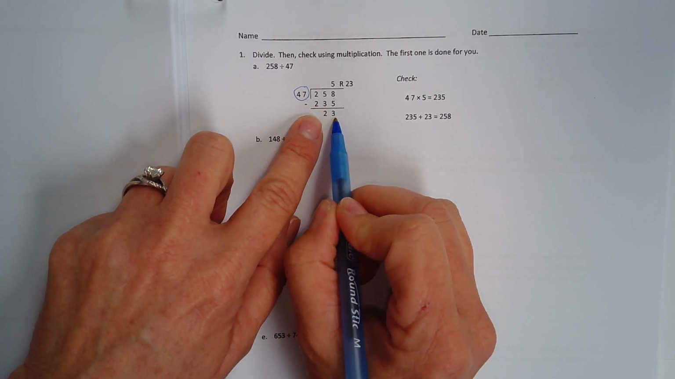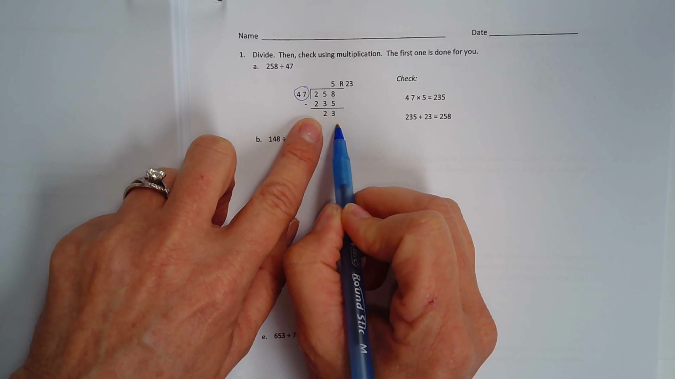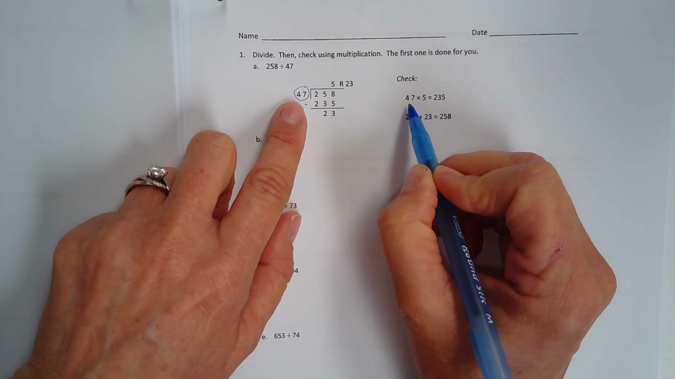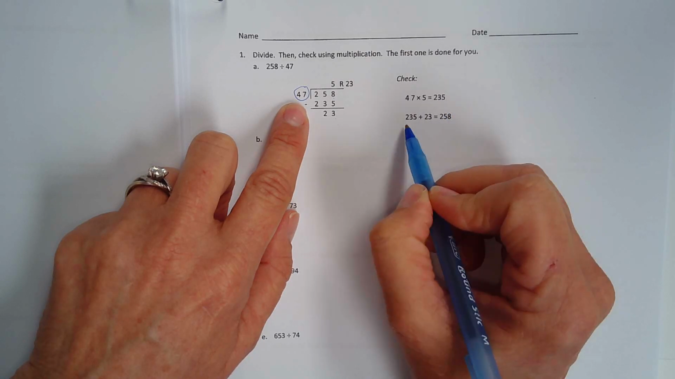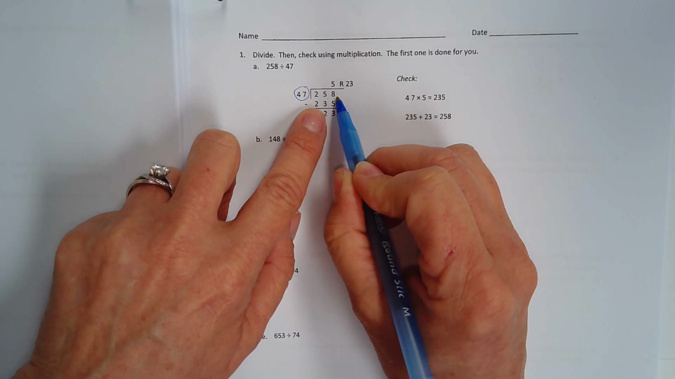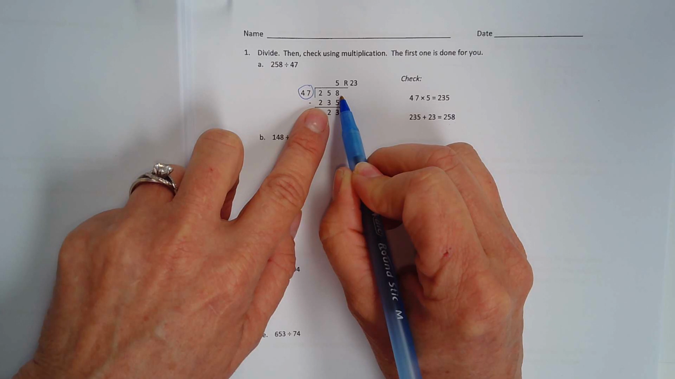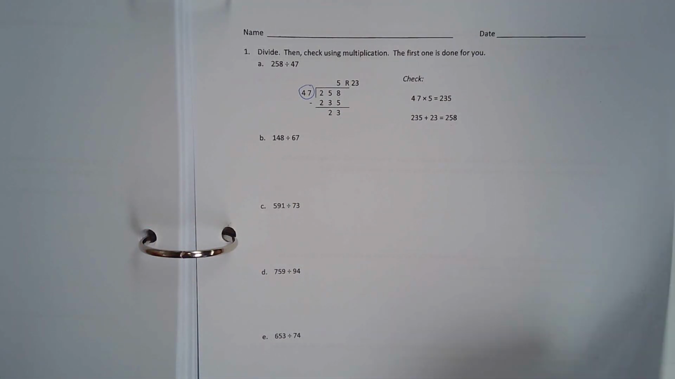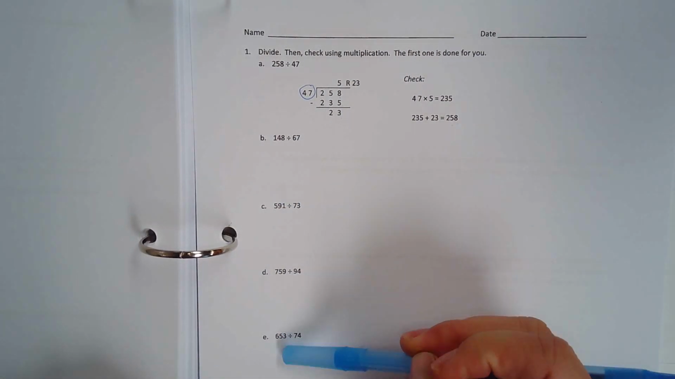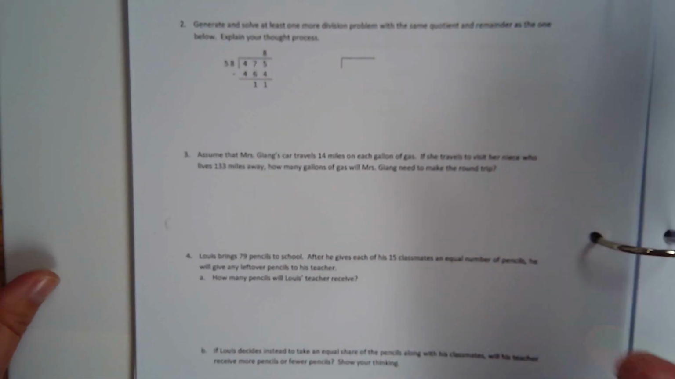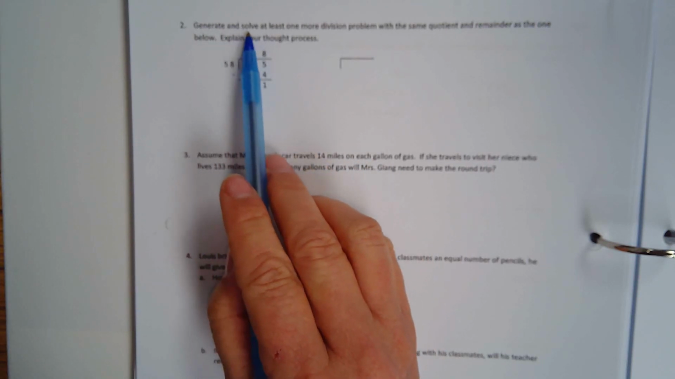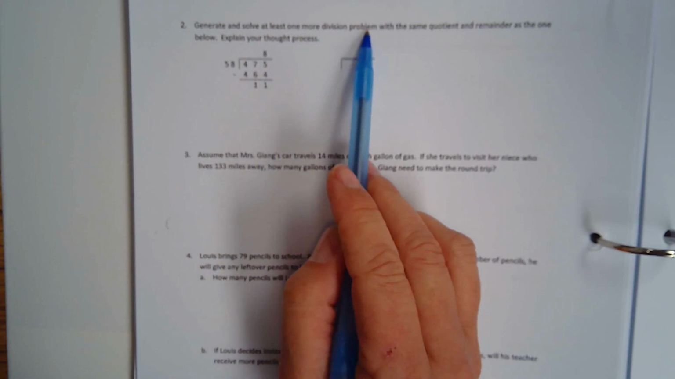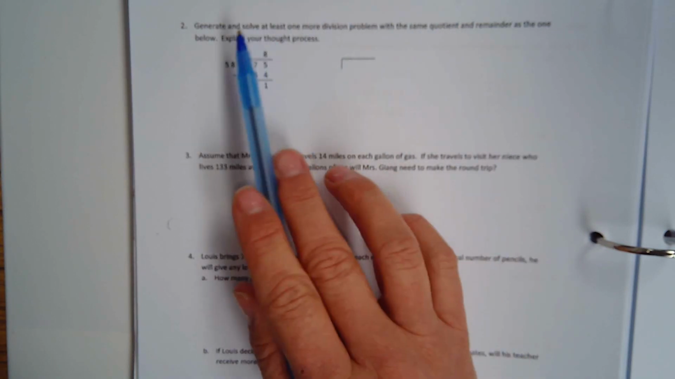So you're going to go through and do the actual division and then come back over here and use our skill of multiplying and adding to see if our number comes back and ends up correct, right? All right, so you have 1, 2, 3, 4, 5 of those to practice. On the back side, you are going to generate and solve at least one more division problem with the same quotient and remainder as the one below.